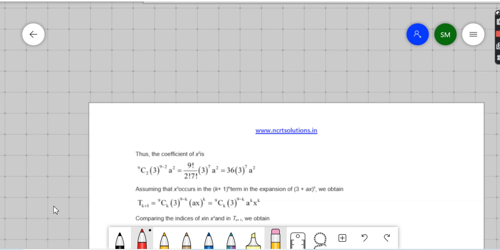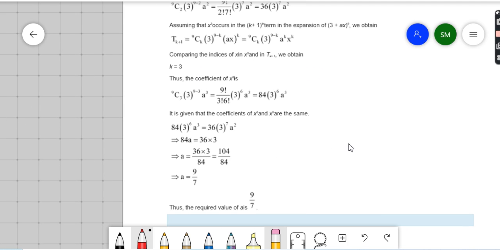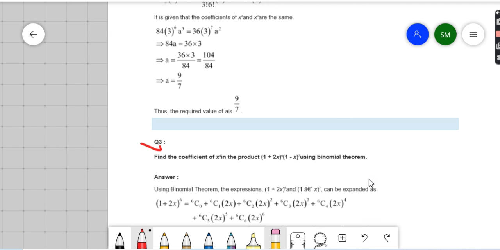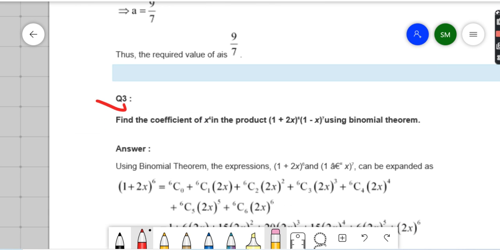Okay, now going towards the next question, that is question number 3. This is also one of the important questions. Find the coefficient of x raised to 5 in the product (1 + 2x) raised to 6 times (1 − x) raised to 7. Now this is totally a different question. You have to be careful.